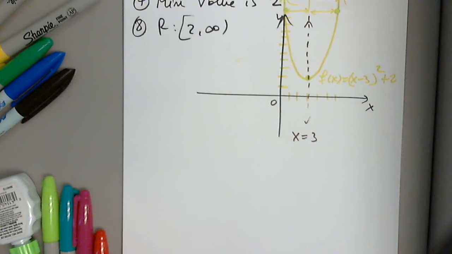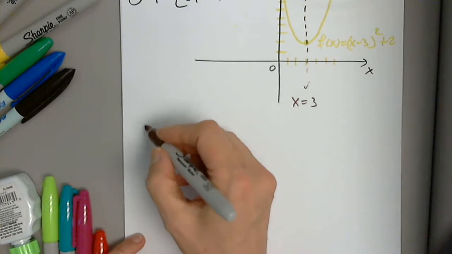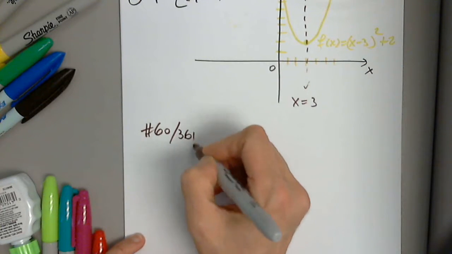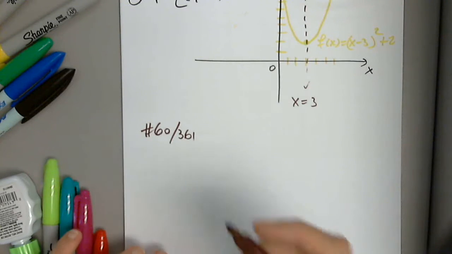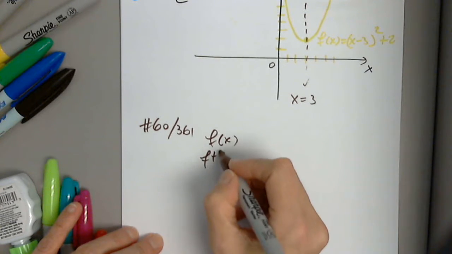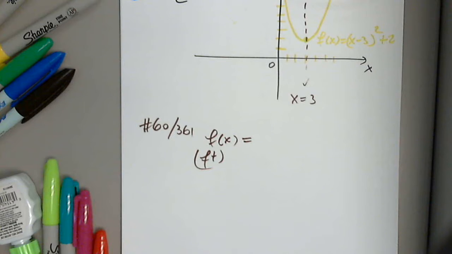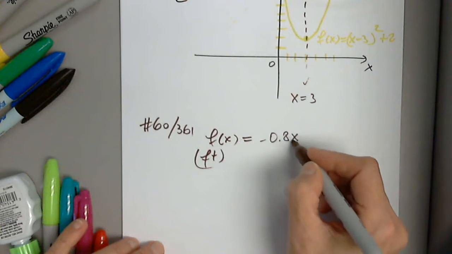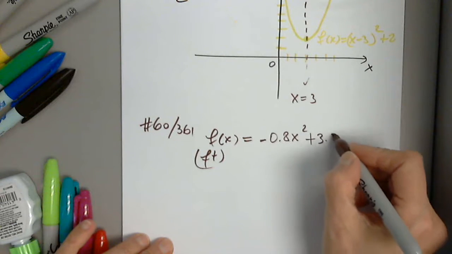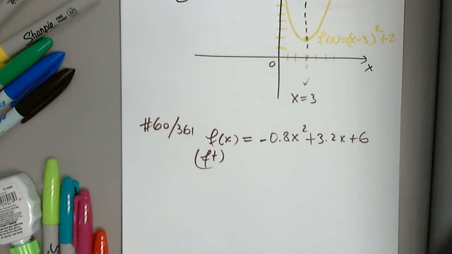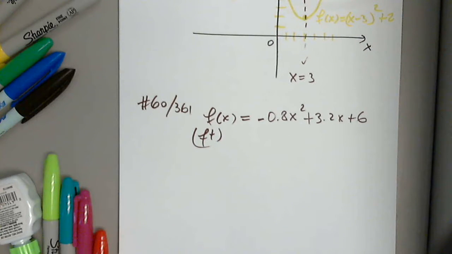On page 361, let's look at 60. A ball is thrown upward and outward from a height of 6 feet. The height of the ball, f of x, in feet, is given to us as negative 0.8x squared plus 3.2x plus 6. So these models are why we talk about quadratic functions.